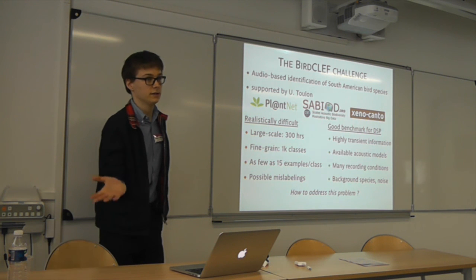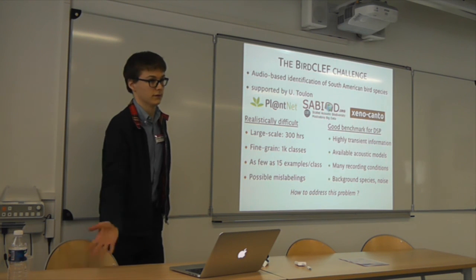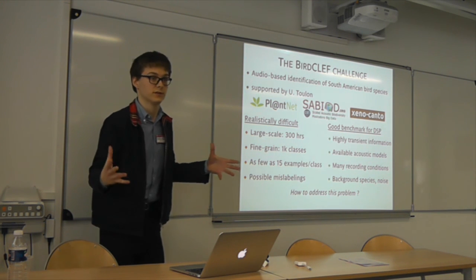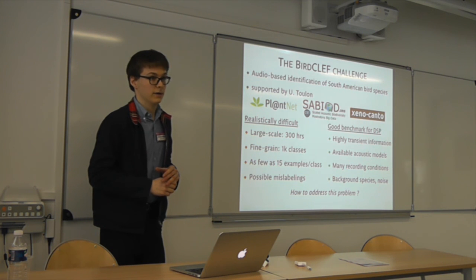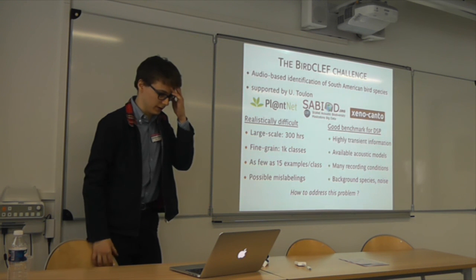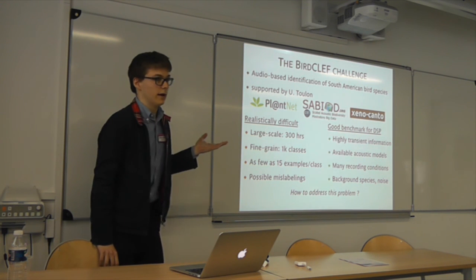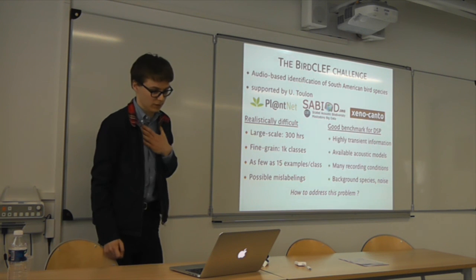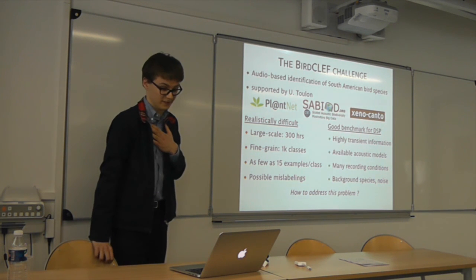It's very large scale, it's very long. There are about 1,000 classes, which is in fact only a small subset of the actual biodiversity of South America, and we don't have many examples per class. We have as few as 15 examples per class. That's the real world, of course, but it's a big problem for example-based machine learning. And obviously annotation is made by hand, so we are maybe exposed to mislabelings and so forth.